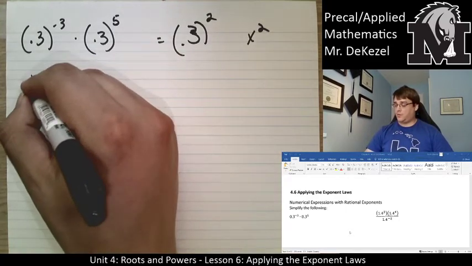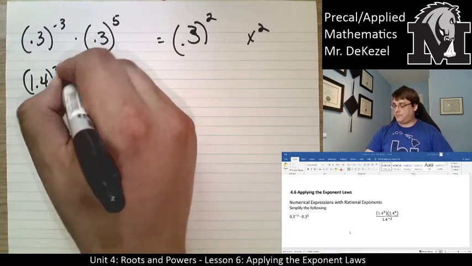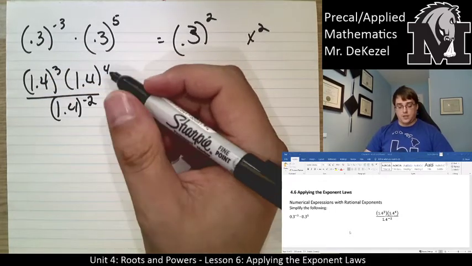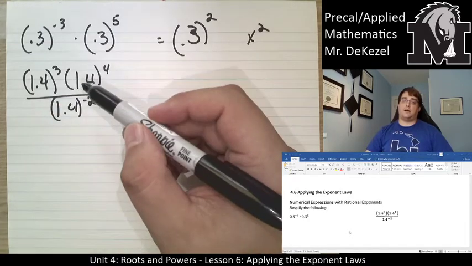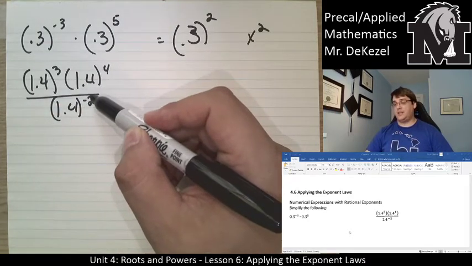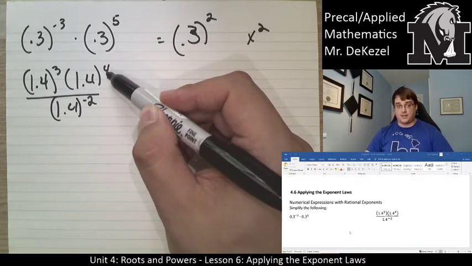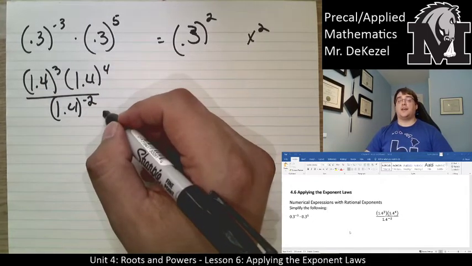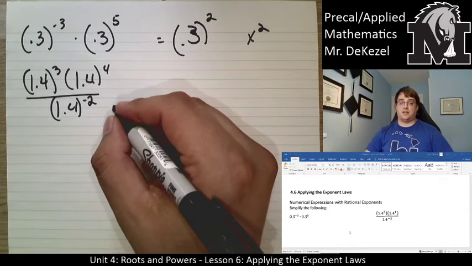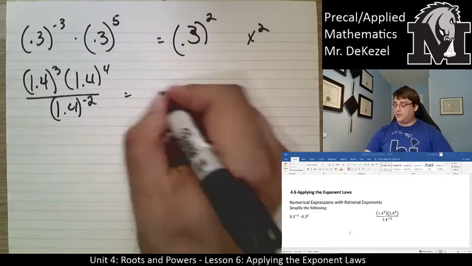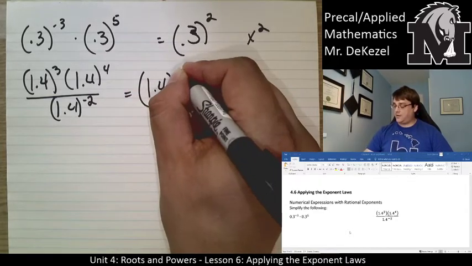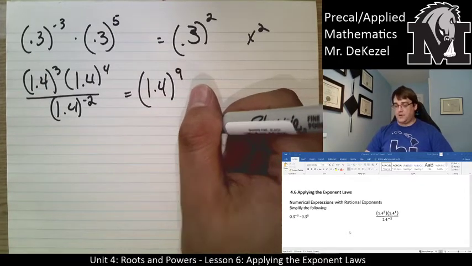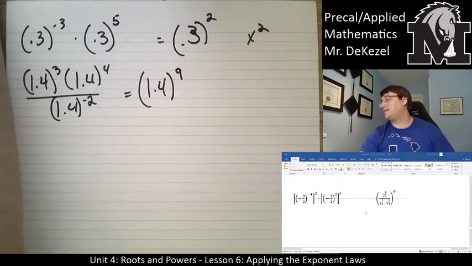The next one to its right is 1.4 to the power of 3 times 1.4 to the power of 4 divided by 1.4 to the power of negative 2. Now, when we have something on the bottom, we are dividing, so we subtract it from the exponents that we add up on top. So 3 plus 4 is 7, subtract a negative 2 is 9. We're adding the 2. So we would have 1.4 to the power of 9. 7 subtract a negative 2 is adding 2, so it's the power of 9. They do get more complicated as we move on here.